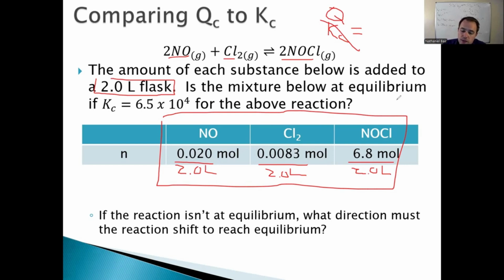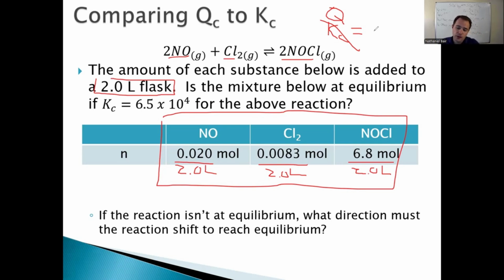Now, if you plug these values into the mass action expression and you get 65,000, then you must be at equilibrium because you got the equilibrium constant. But if you plug these values in and you get a number that is not 65,000, then you are not at equilibrium and the reaction is going to have to shift, and we'll talk about how you can predict it.